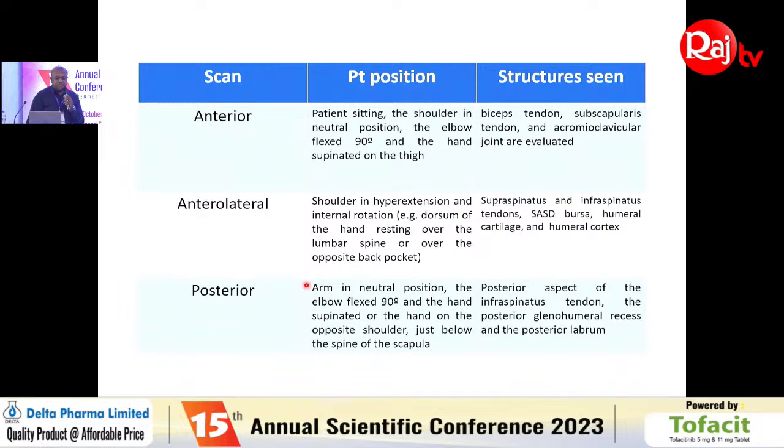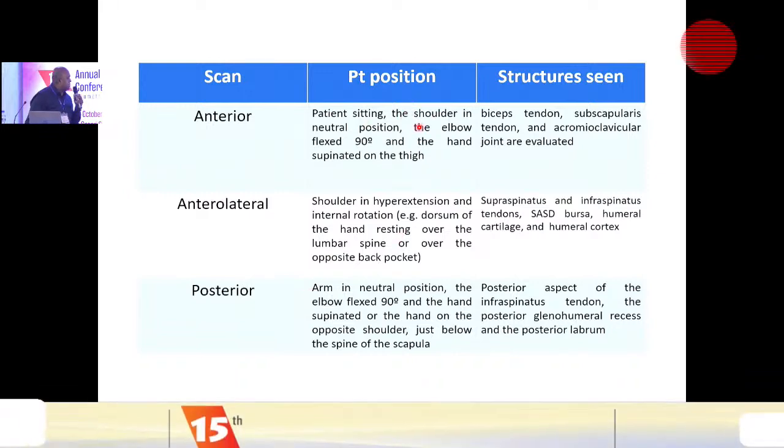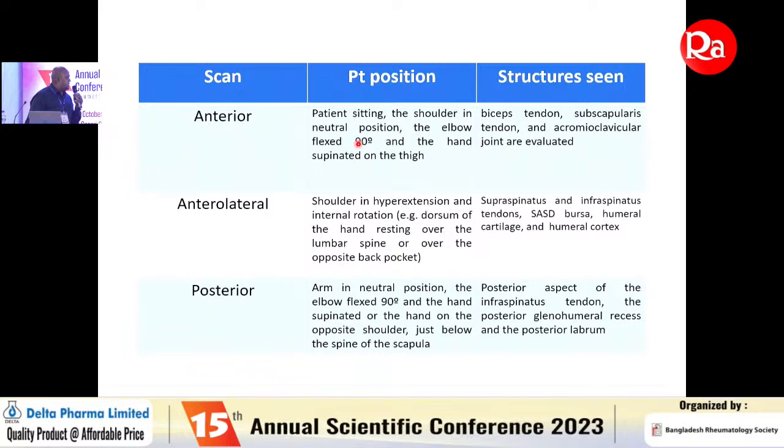So we scan it in the anterior, lateral, and posterior views. Anteriorly you see the supraspinatus, subscapularis muscle, and the acromioclavicular joint. The patient position is sitting with the shoulder in neutral position. They will flex to 90 degrees and the hand is supine on the thigh.